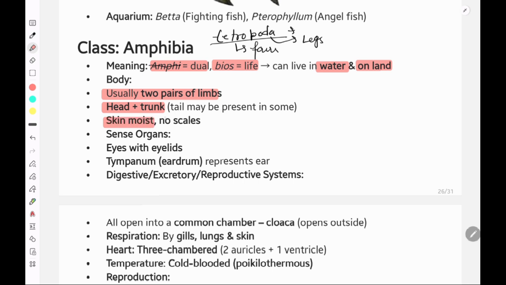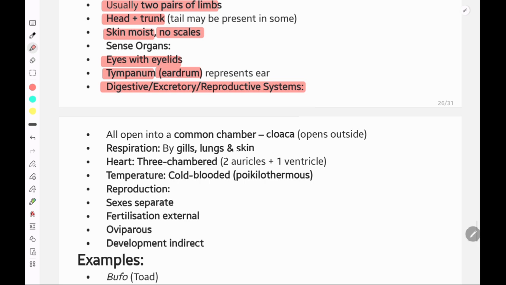Their skin is moist. They have no scales. To avoid pathogens which attack from the outside, they have thick mucus and mucus secreting glands on their skin. Their eyes have eyelids. They have a tapetum. The eardrum represents the ear. They do not have an outer ear, the pinna. The digestive, excretory, and reproductive systems are complete. All open into the common chamber, the cloaca, which opens to the outside of the body.